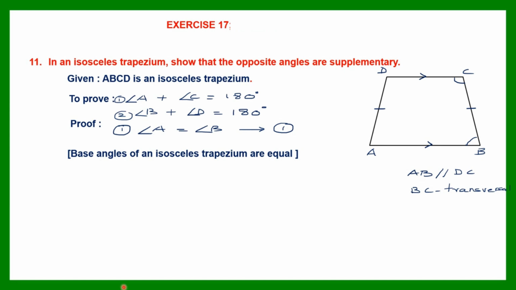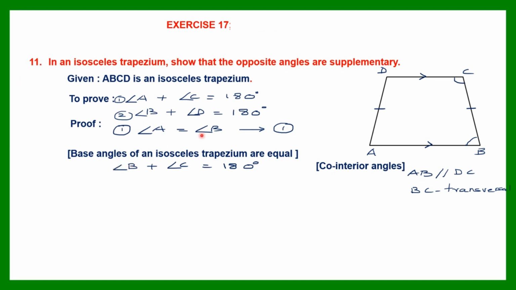So let me explain that once again. Now AB and DC are two parallel lines. Now if this is the transversal cutting the two parallel lines, then angle C and angle B will be co-interior angles. And what do we know about co-interior angles? They are supplementary. So let's write that down here. Angle B plus angle C will be equal to 180 degrees. And the reason is co-interior angles are supplementary angles.